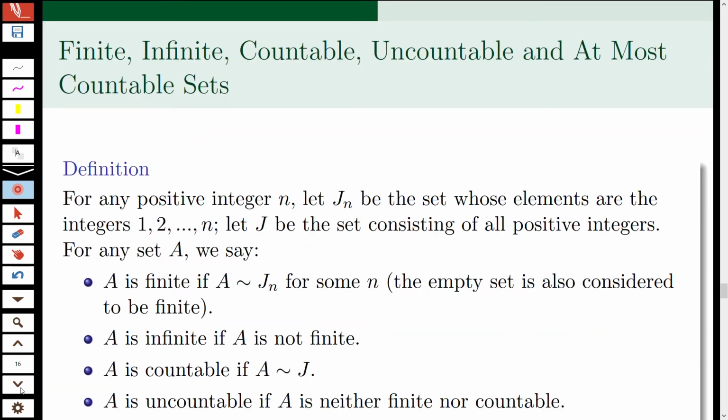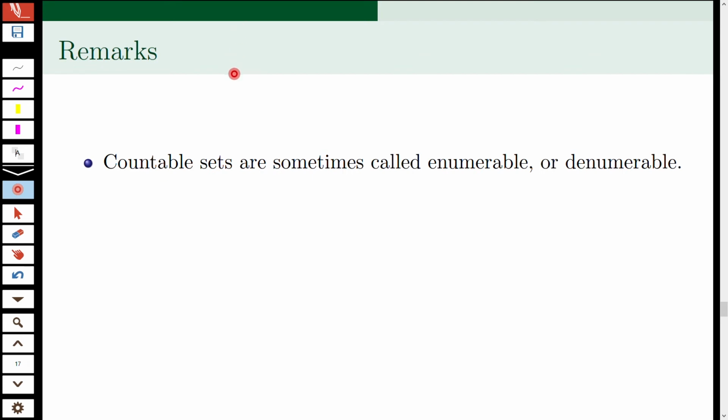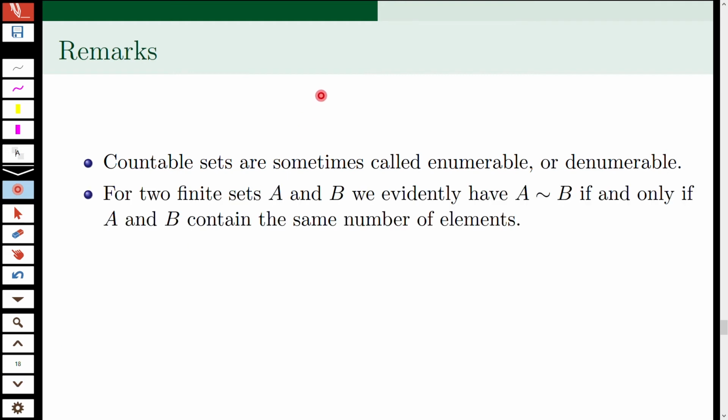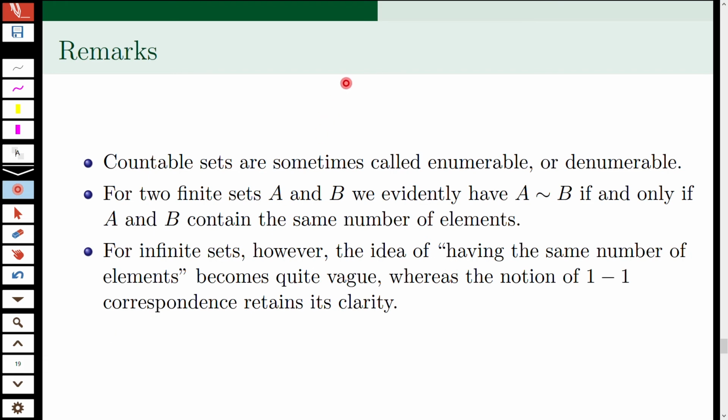Now we have some remarks. Countable sets are sometimes called enumerable or denumerable. For two finite sets A and B, evidently we have A is equivalent to B if and only if A and B contain the same number of elements. But for infinite sets, the idea of having the same number of elements becomes quite vague, whereas the notion of one-to-one correspondence retains its clarity.